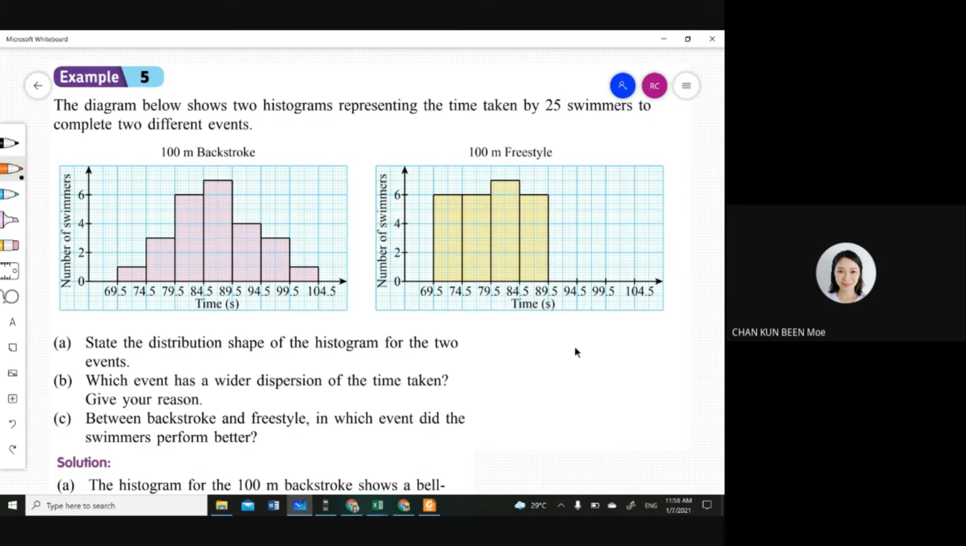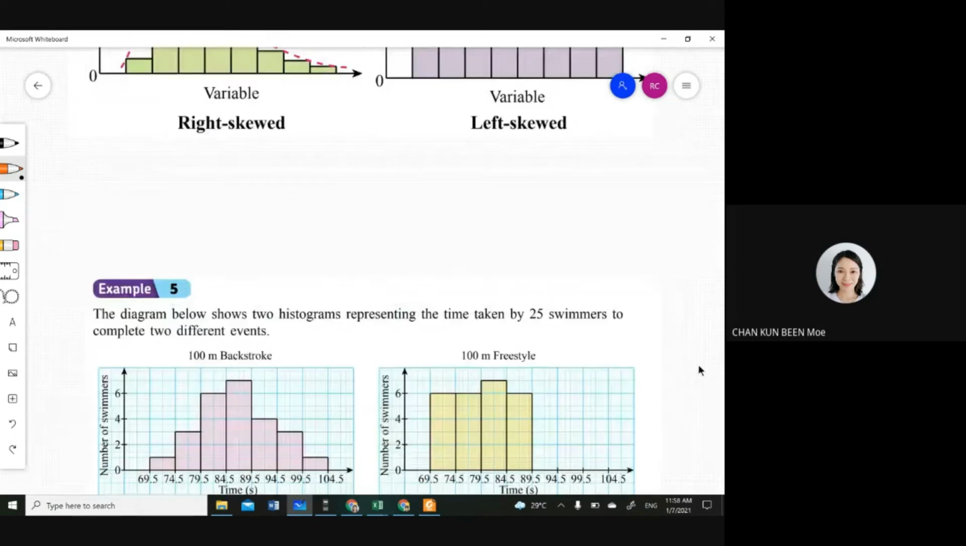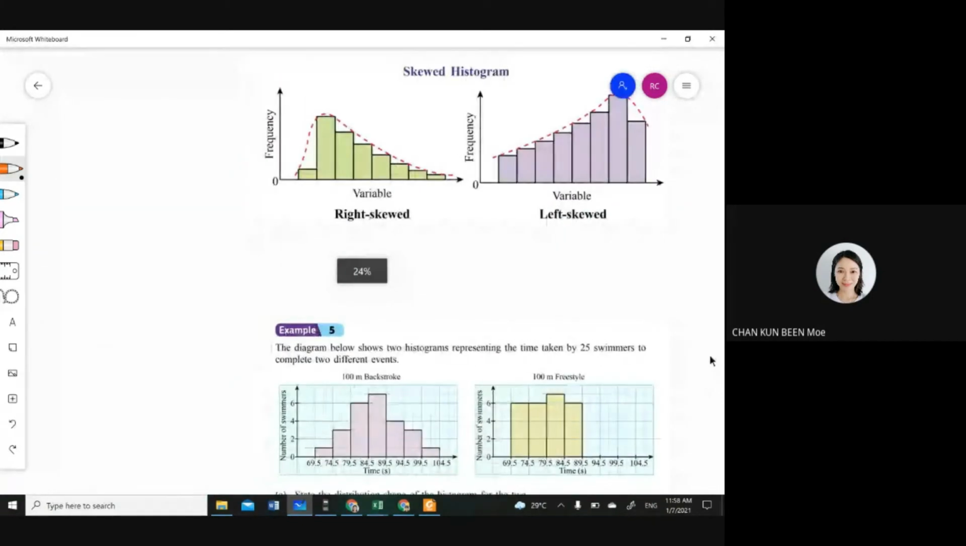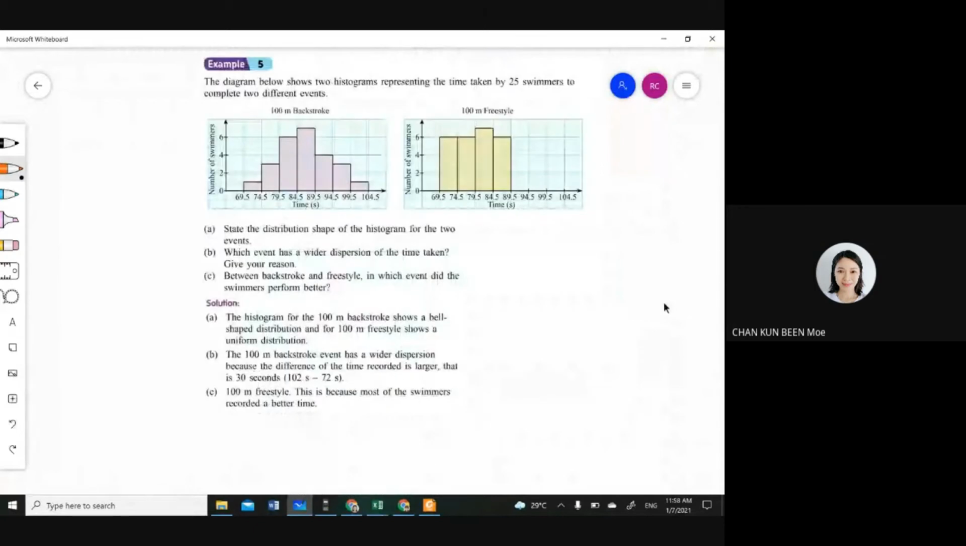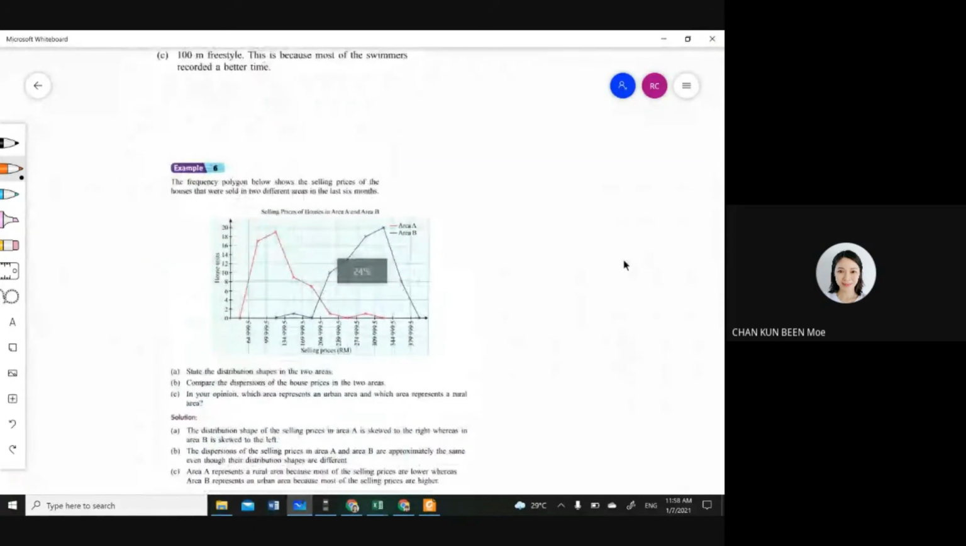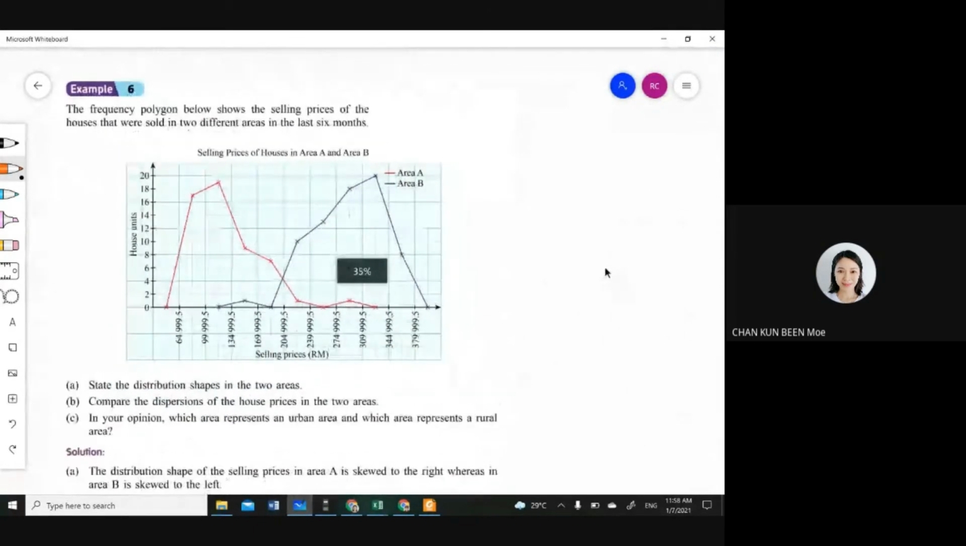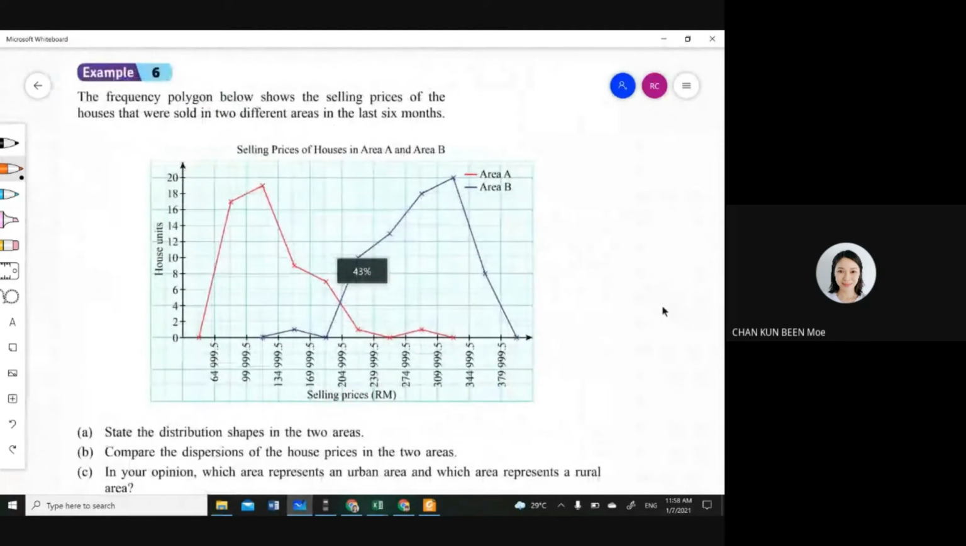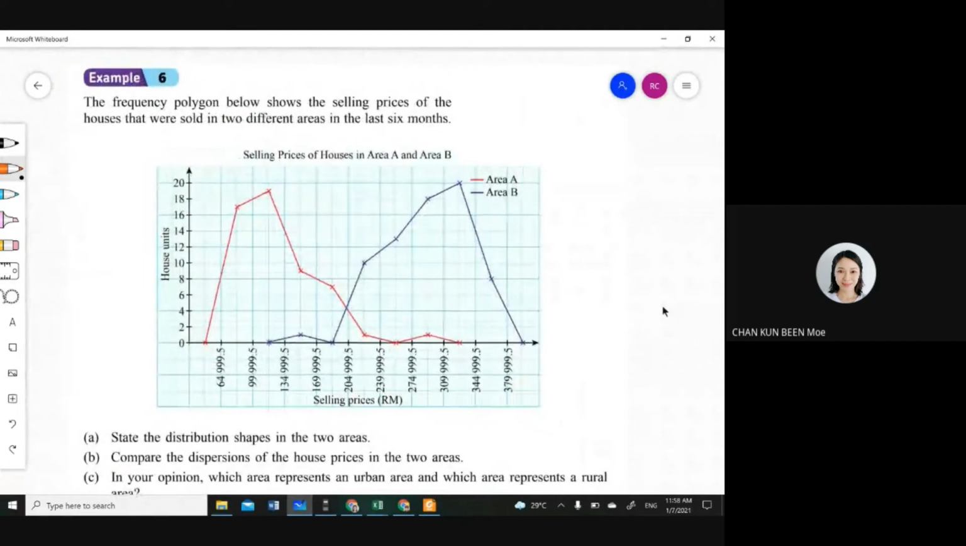Okay, now, can I continue? Yes, okay, let's continue. What is this diagram here? You have learned to draw this. Frequency polygon. Correct, this is a frequency polygon.